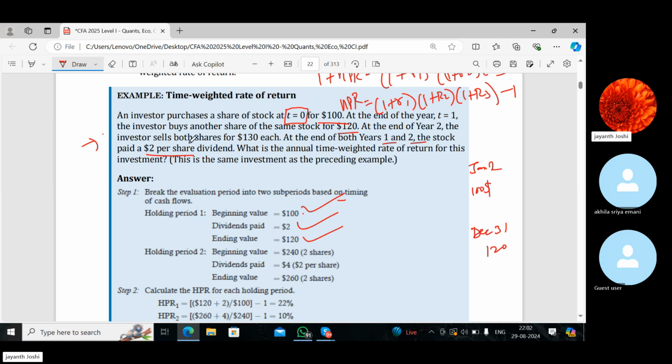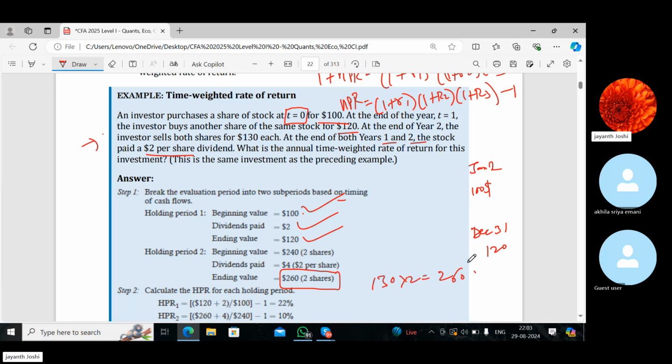An investor purchases a stock for $100 at the beginning, and at the end of the year, T1, the investor buys another share of stock for $120. At the end of year 2, the investor sells both shares for $130 each. So whatever shares he has bought, he is selling for $130 each at the end of year 2. So 130 into 2, that is 260.